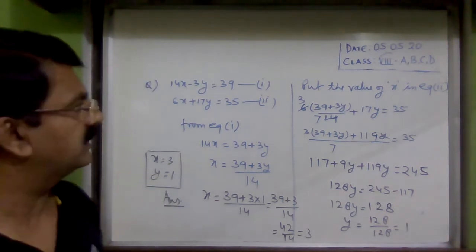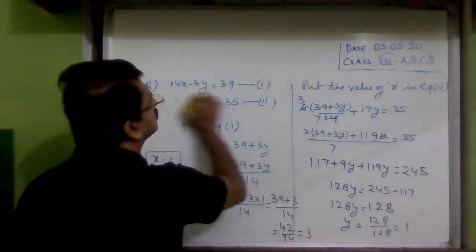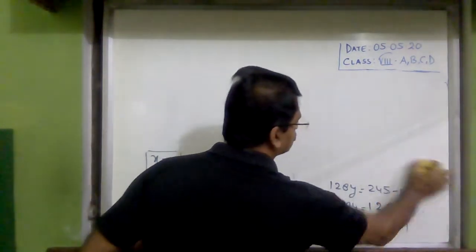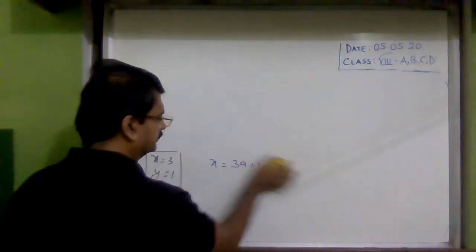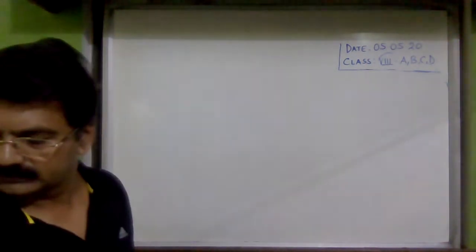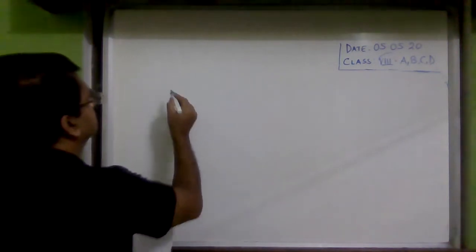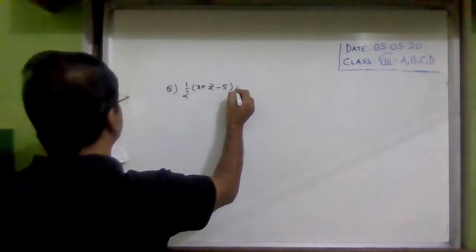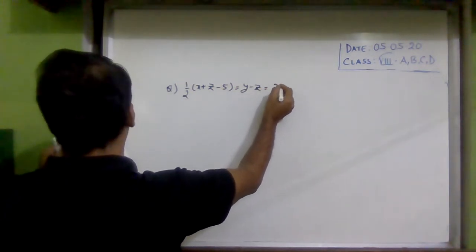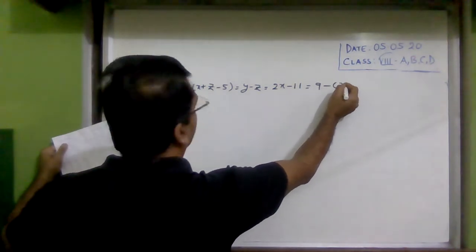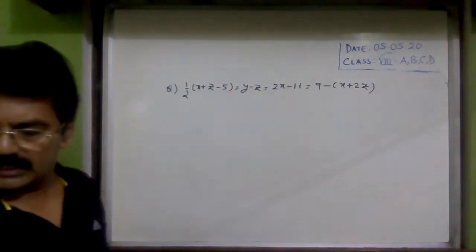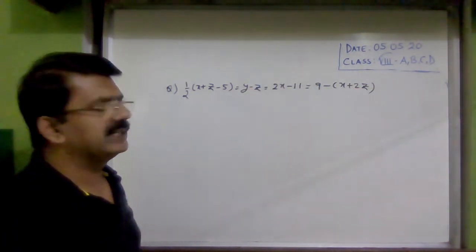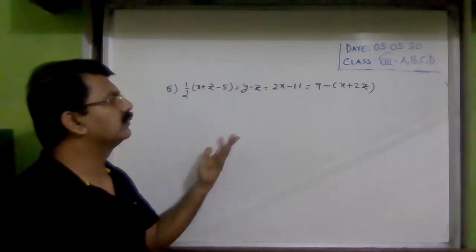Okay. Now we will do one more example. One upon 2 into (x plus z) minus 5 is equal to y minus z is equal to 2x minus 11 is equal to 9 minus (x plus 2z). Okay, this is the question. You can see in this equation there are 4 parts and each part is equal to each other. This question I have given you in the assignment. I am going to tell you here.